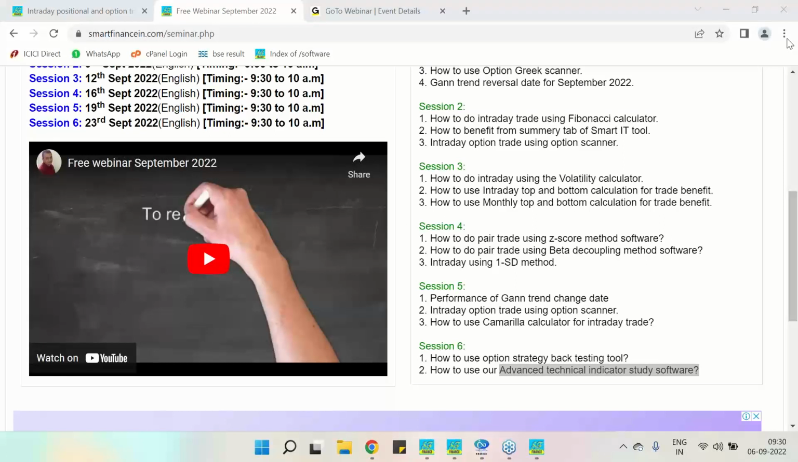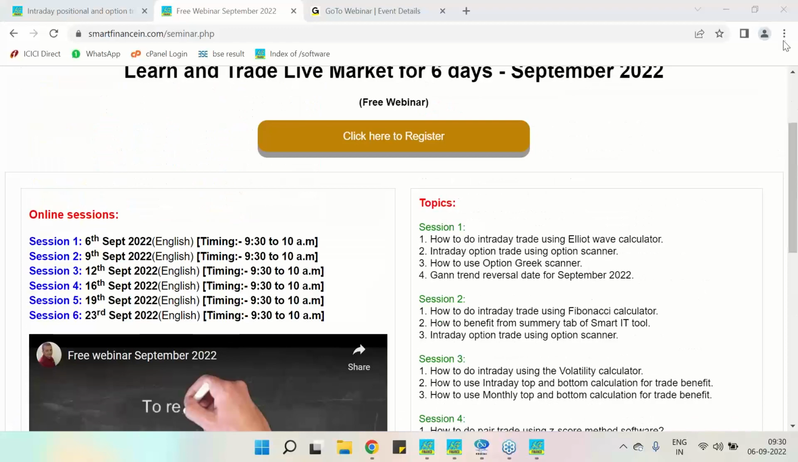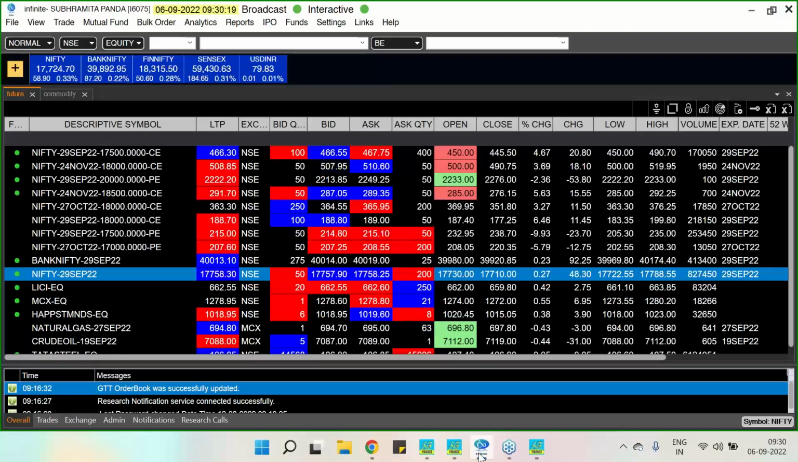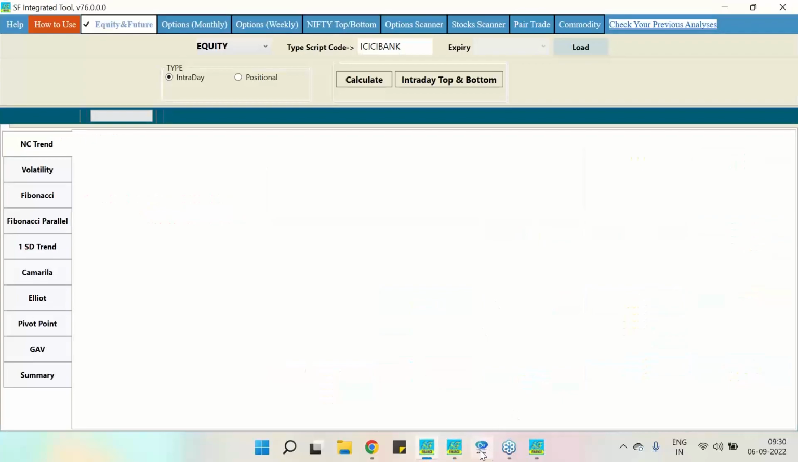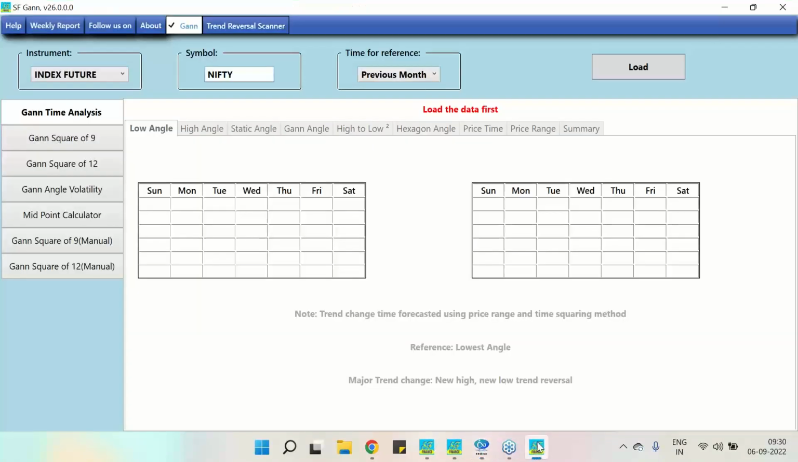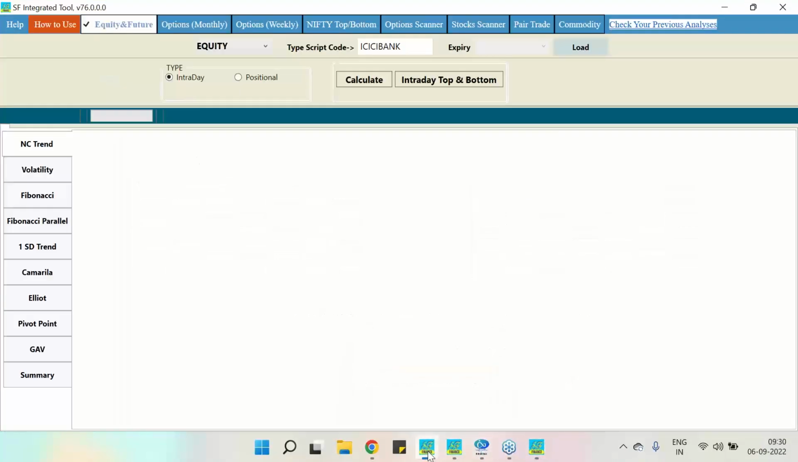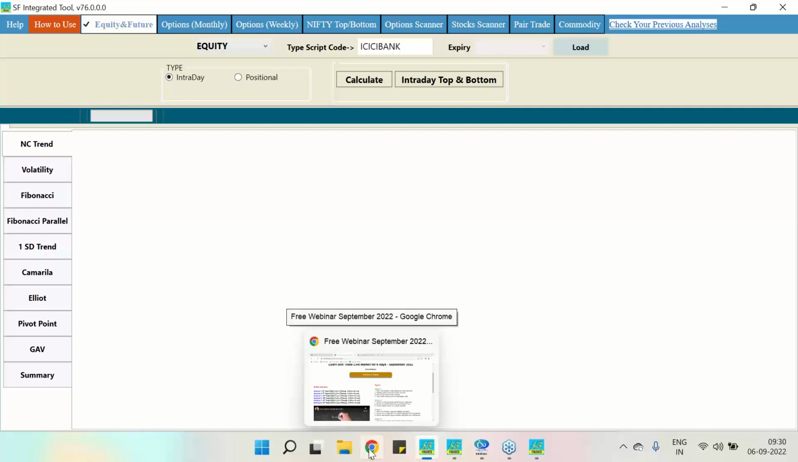The idea is that you get to know the use of all the tools available with us. So this is the agenda of the day. In today's session I will be demonstrating the use of Elliott wave, and Gautam will take the other part, the Gann trend reversal part, with low angle and high angle. Srikanth will discuss all our products, the softwares and courses, whatever products we have. So this is how the session flow will be.